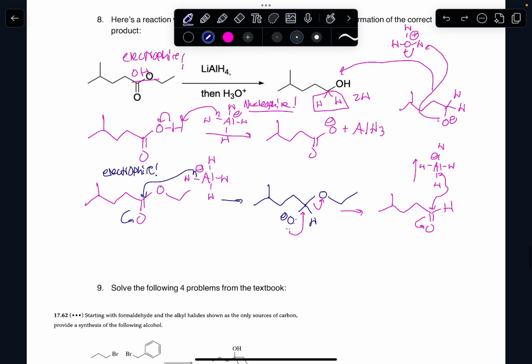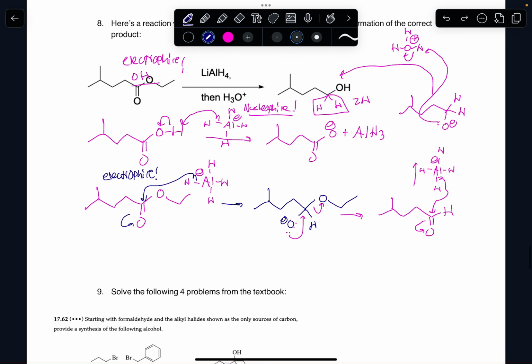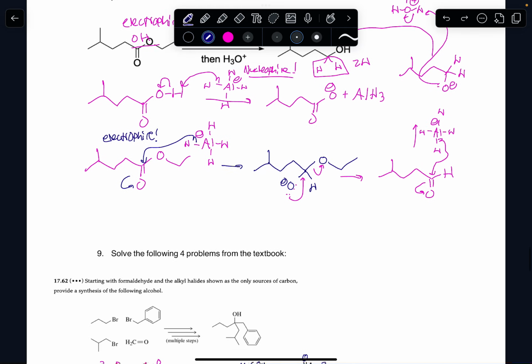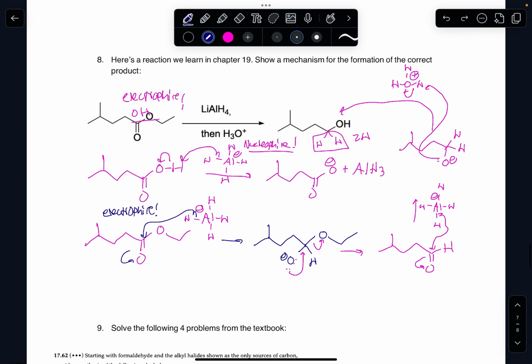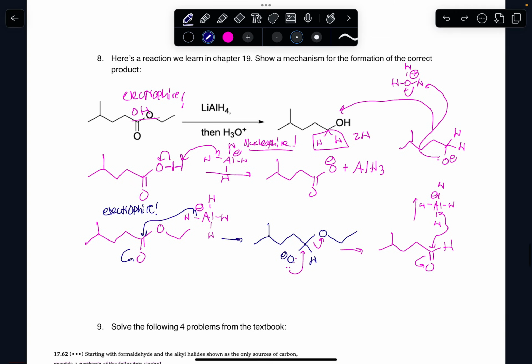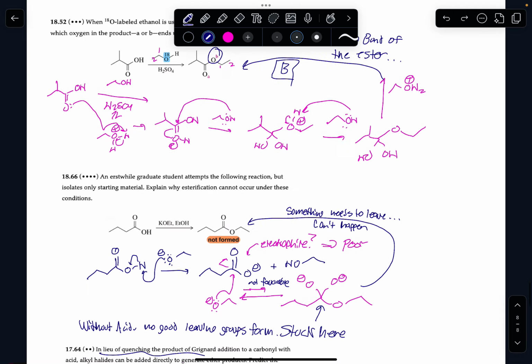So here, drawing that carboxylic acid with this previous reactivity of that reagent, that really helped me out. And it would probably help you out in a similar way using pattern recognition to get these right.